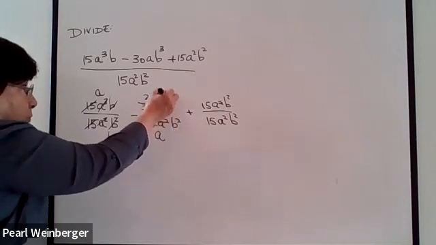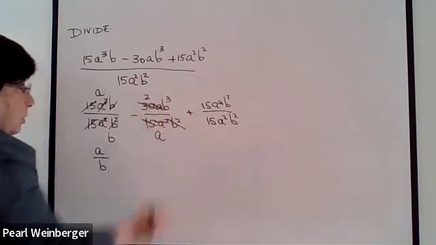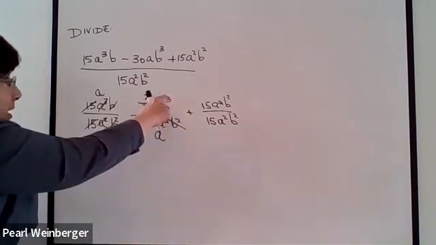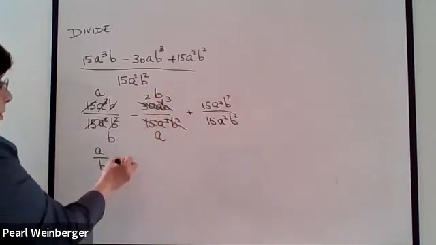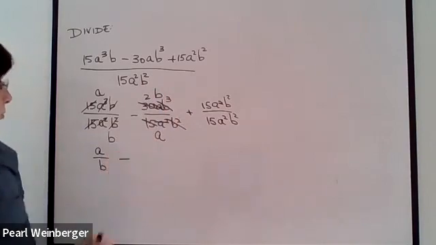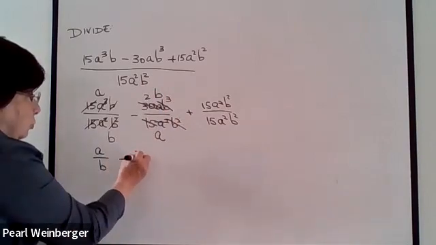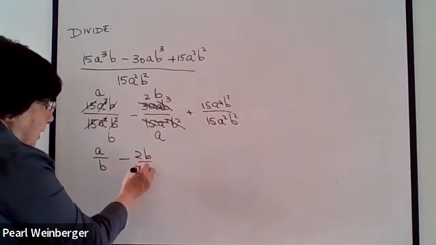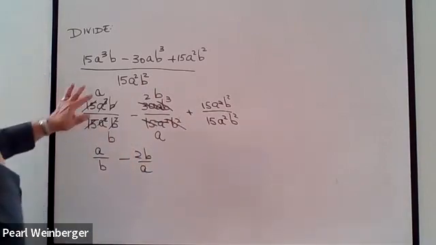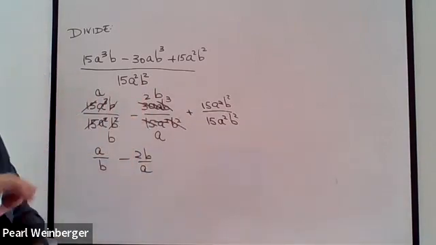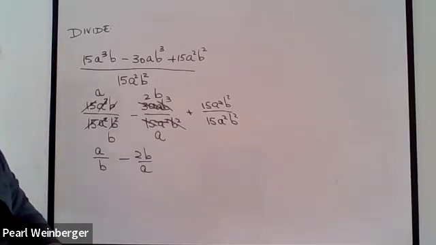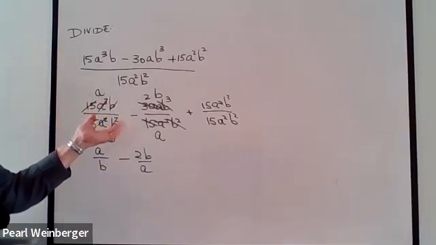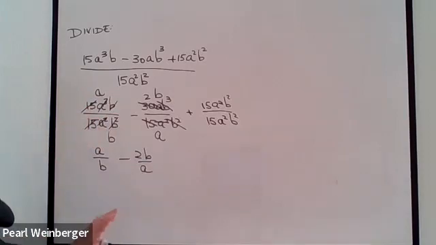B cubed and b squared, the b squared is the lower one that gets canceled out, and 3 minus 2 is 1, so I get b on the top. So my second fraction becomes minus 2b over a. Notice you have to be careful because there's a lot of crossing out. And if you just scratch it out, you're going to end up with such a mess that you're not going to be able to see it.